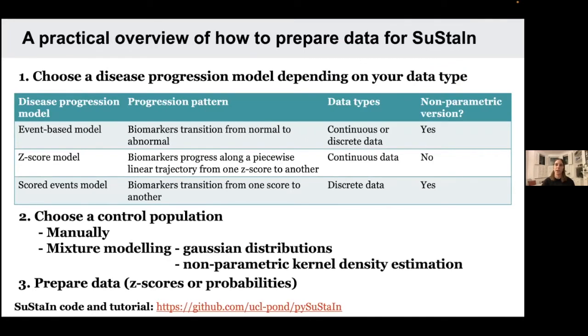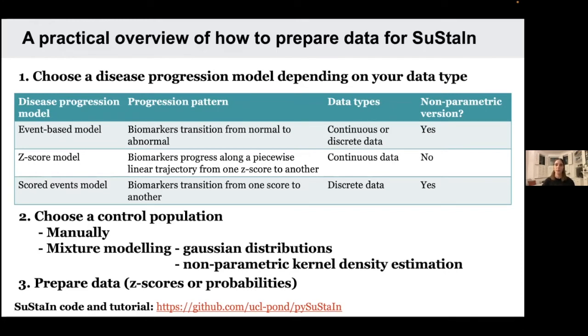So finally, I thought I'd just try and give a bit of a practical overview on how to prepare data for SuStaIn, in case anyone's interested in using it, just to give you a bit of insight into what the process is. So I'd say that there are three main things that you have to think about. The first I've mentioned is that SuStaIn can be used in combination with a number of different disease progression models. So you need to think about which disease progression model is best suited for the type of data that you're working with. So we have three different options available at the moment, which I've mentioned.